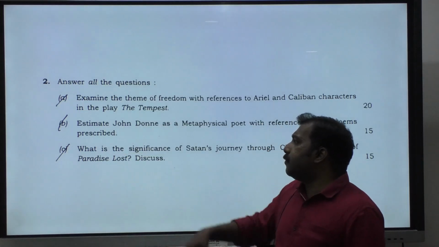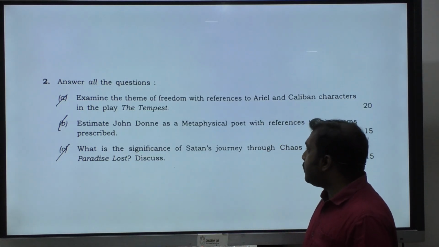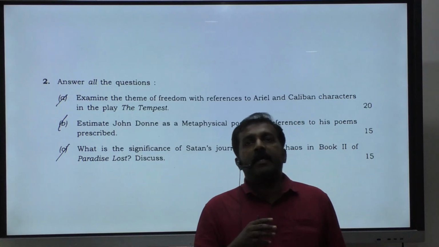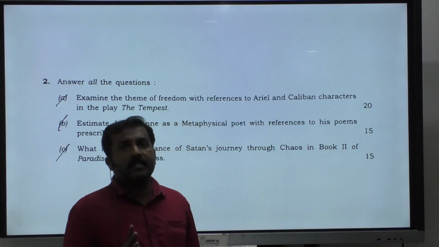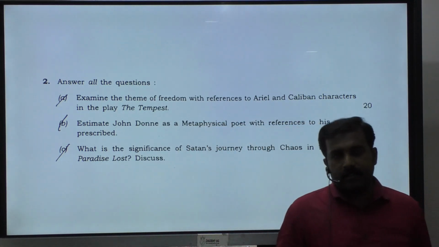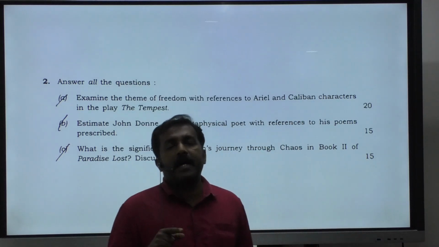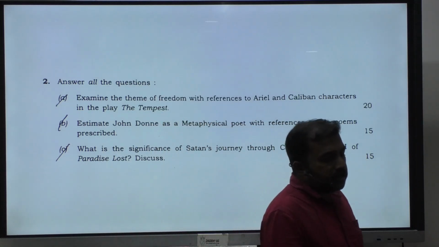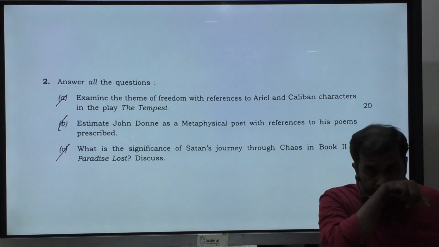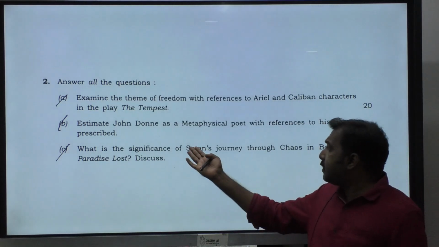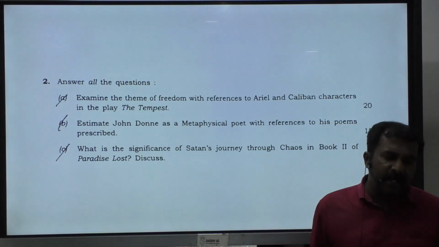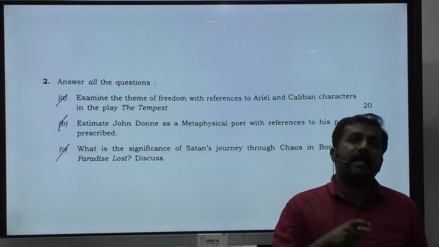And the next question was, what is the significance of Satan's journey through chaos in Book 2 of Paradise Lost? Actually, we have 4 books in Paradise Lost in the syllabus, and this year UPSC asked Book 2. So we can concentrate on Satan's role in Paradise Lost and how Satan's journey through chaos is explained. Mainly, we have to mention the council, the Pandemonium.